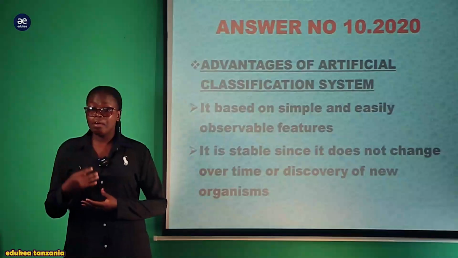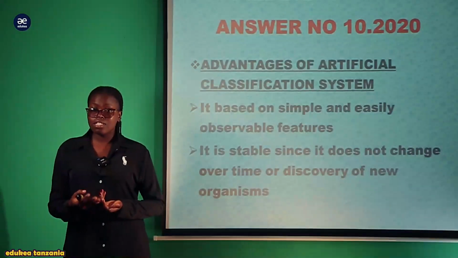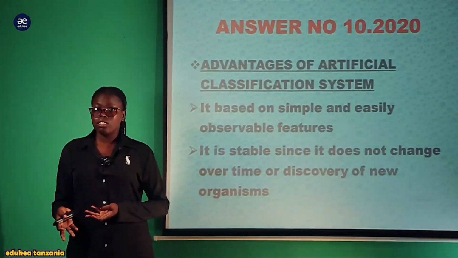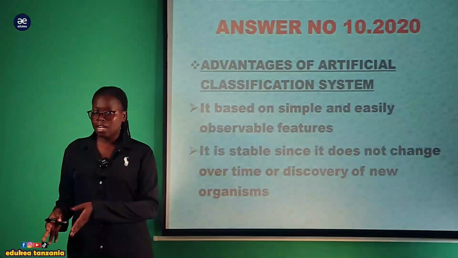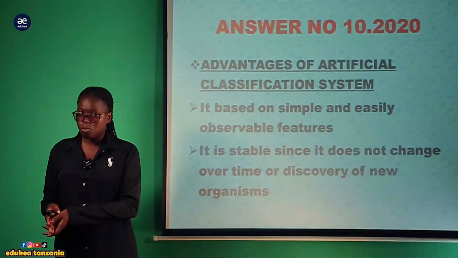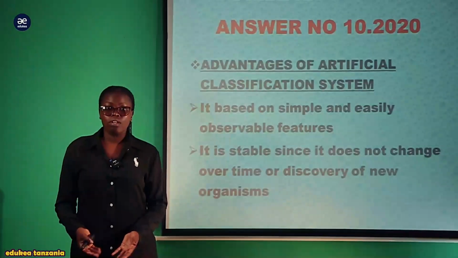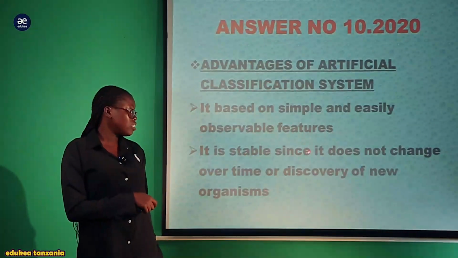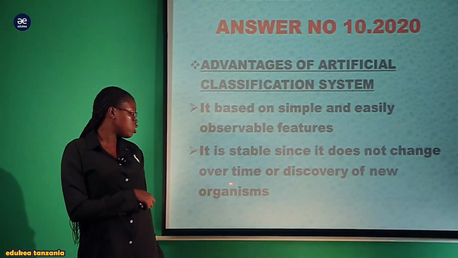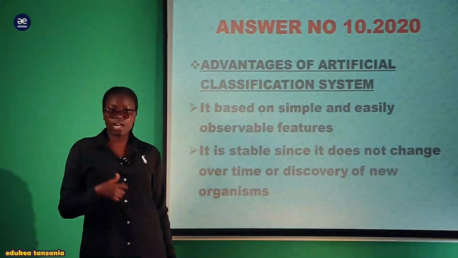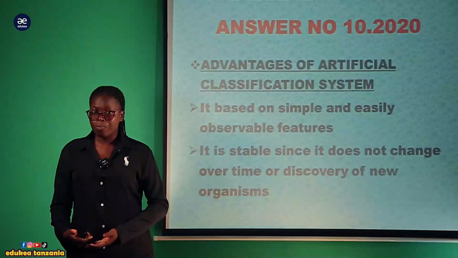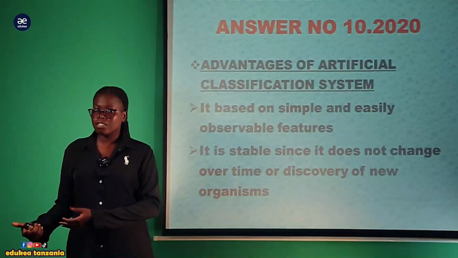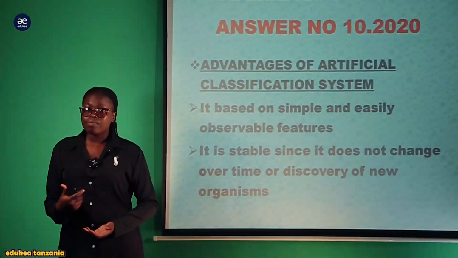Example, here you consider the presence of the wings and legs. So the organisms which possess the wings, we tend to group them into the same group, and those which do not possess the wings can also be grouped into their own group. So it's very simple. Also, it is stable since it does not change over time or does not allow the discovery of new organisms. This system of classification is very stable. How? This is because it is based on these few observable features.